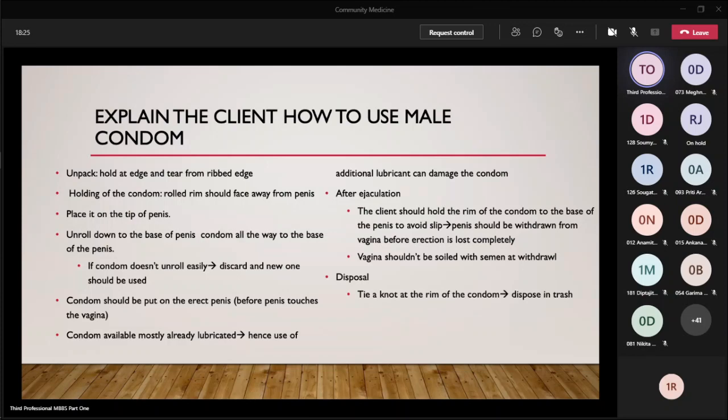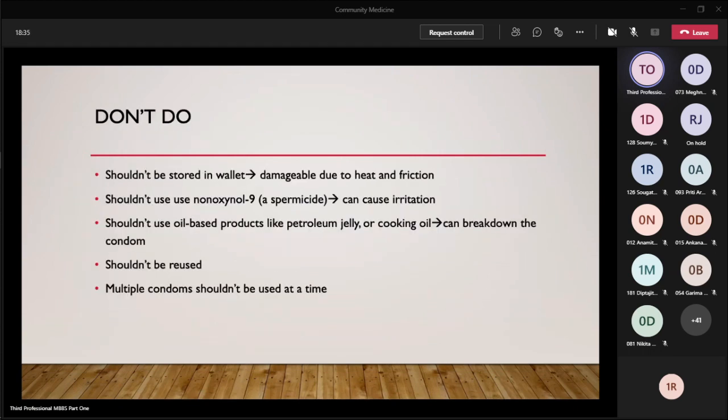The vagina should not be soiled with semen at withdrawal. It should be disposed of properly by tying a knot at the rim, and disposal should occur in a hygienic manner in a trash. Now, what shouldn't be done regarding condoms?